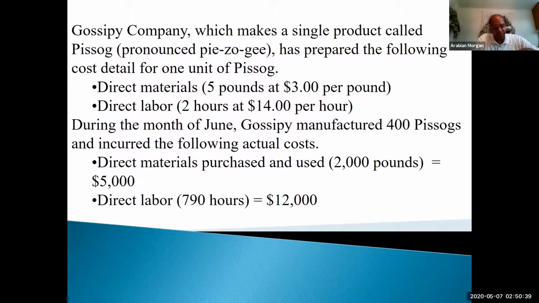It says their direct materials is 5 pounds, so 5 pounds of direct material at $3 per pound. That's their standard. The direct labor is 2 hours at $14 per hour. So to make 1 Paizoji, that's how much direct material they need, and that's how much direct labor they need. Those first 2 bullet points, you could label those standard. Those are the standards.